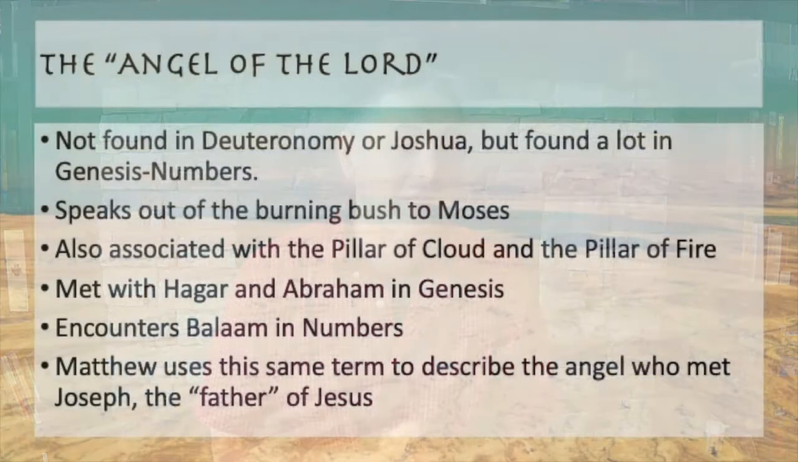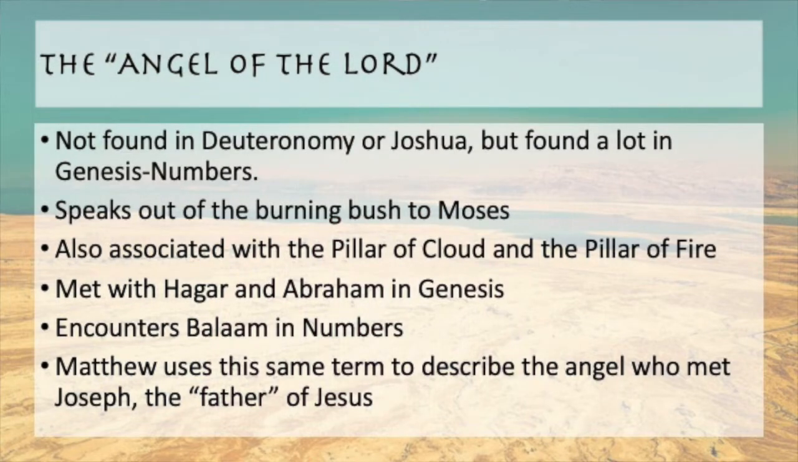In Numbers, the angel of the Lord is the character who appears to talk to Balaam, the strange prophet fella who is supposed to go and curse the Israelites and then is unable to, and he talks with a donkey. And if there's a reason to read the book of Numbers, beyond just reading the repetitive machine gun lists, Balaam is really your guy. He's quite a fascinating set of stories.